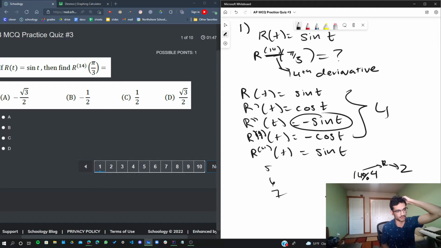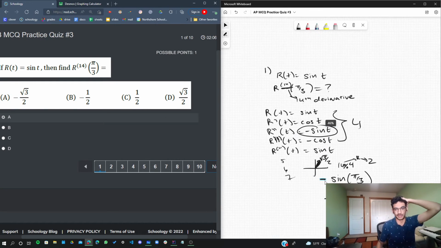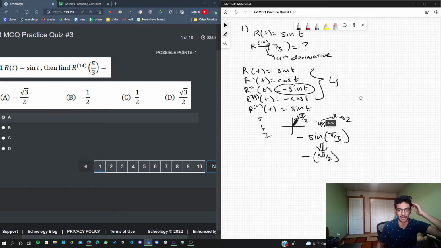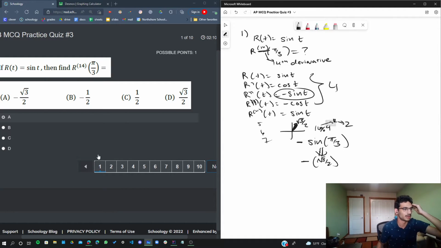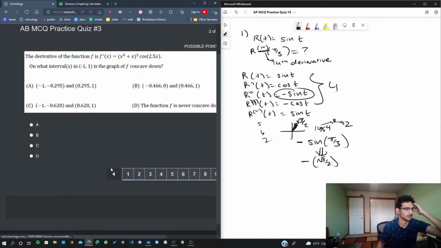So sine of pi over 3, using unit circle knowledge, is root 3 over 2. So it's going to be negative root 3 over 2. So that's going to be A. I keep forgetting to show my screen right here, but there is my work for number 1, and I'll move on to number 2.